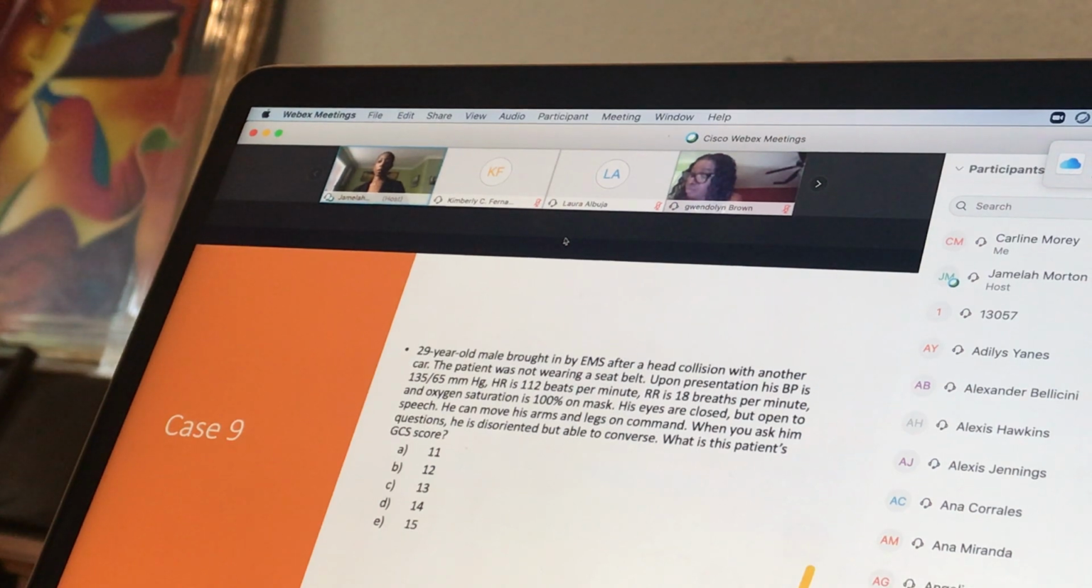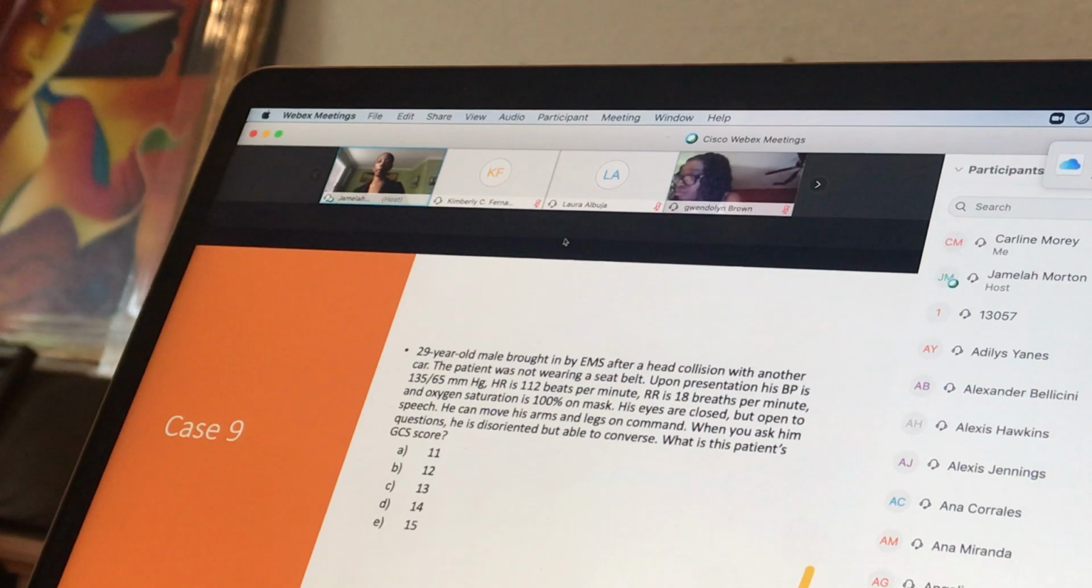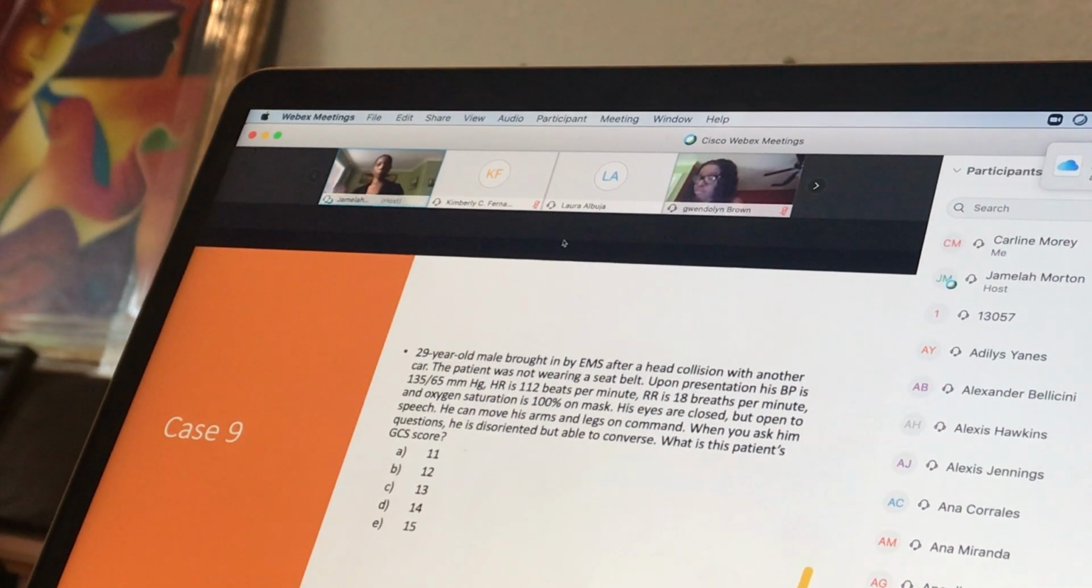His eyes are closed, but he opens them to speech. He can move his arms and legs on command. When you ask him a question, he's disoriented but able to converse. What is his GCS score? Oh God, 13. I'm getting 12.